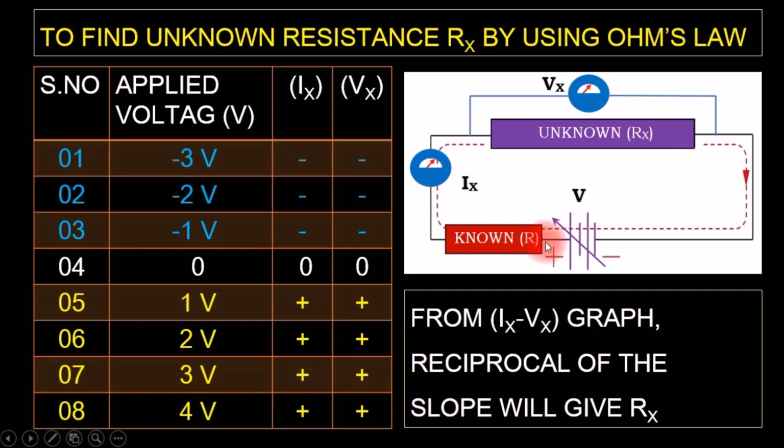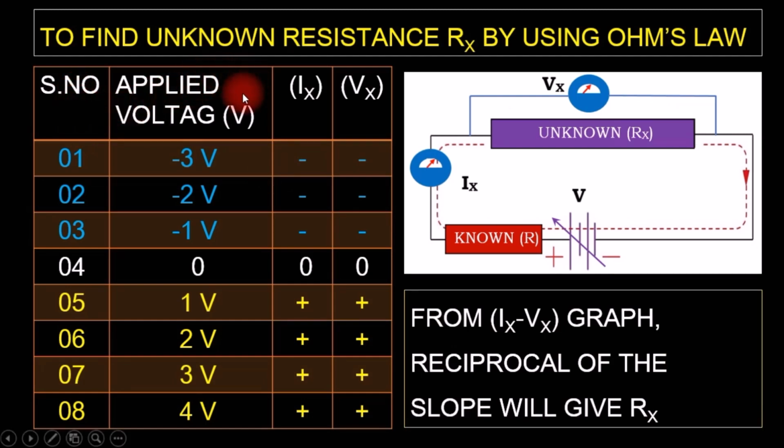It will try to prevent accidental short circuit condition in between positive and negative terminal of the battery. At the same time, it will try to limit the flow of current in the circuit. In the left hand side, I have prepared an experimental table. The first column represents serial number.